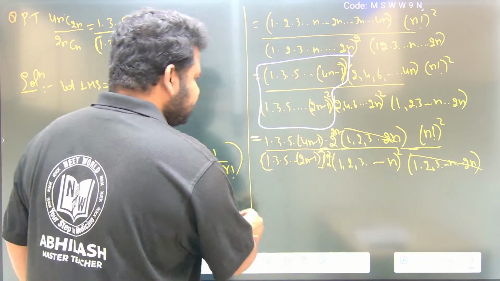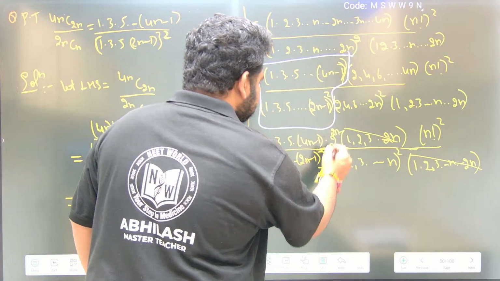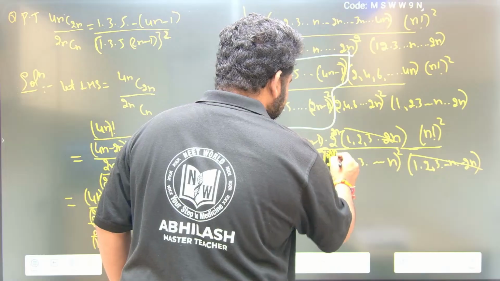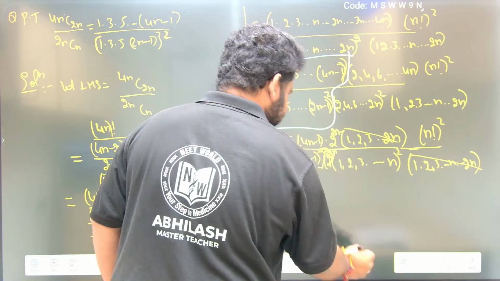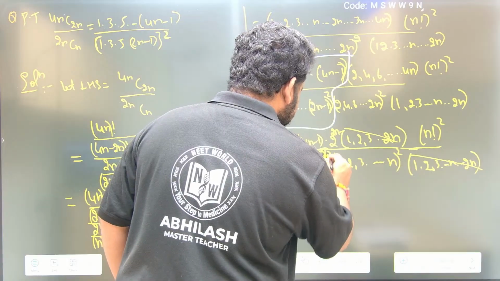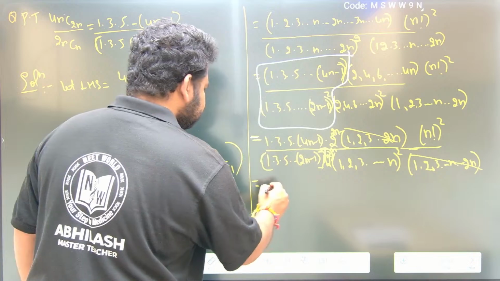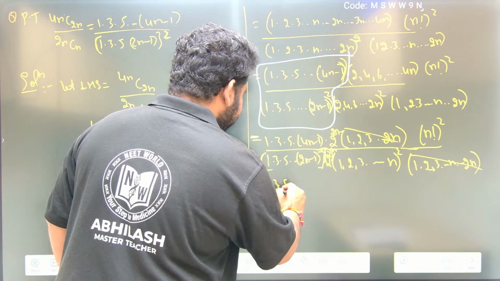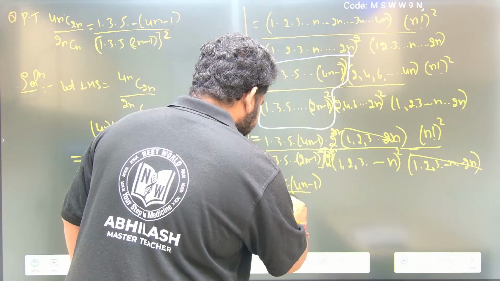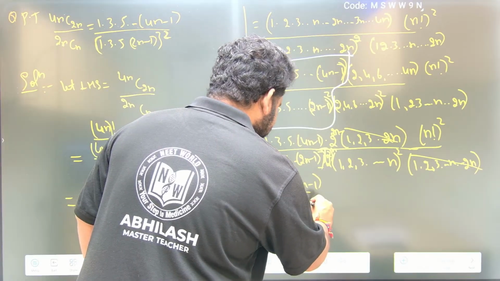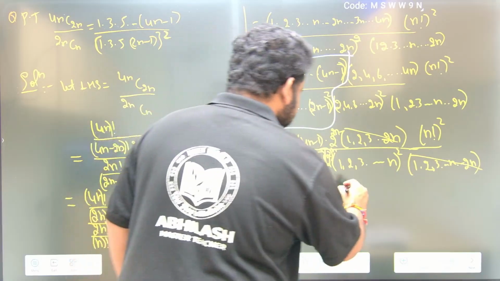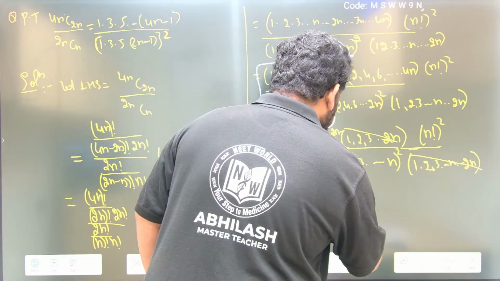So this I can write as 2 square to the power of n. Let me keep it as it is here. So I can write 1, 3, 5 up to 4n minus 1, divided by 1, 3, 5 up to 2n minus 1, this whole square, into 2 to the power of n by 2 to the power of n.